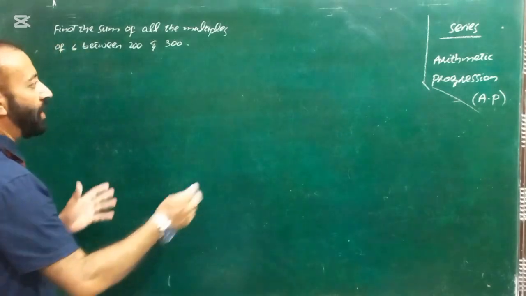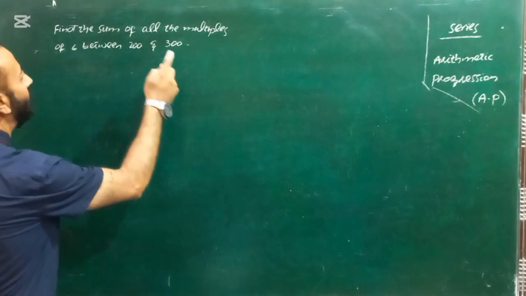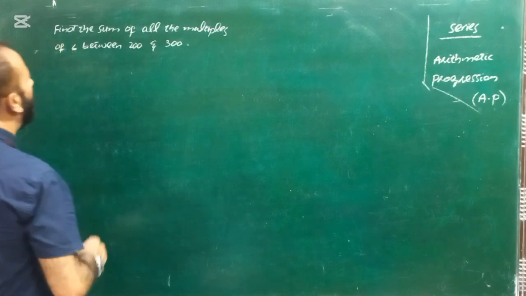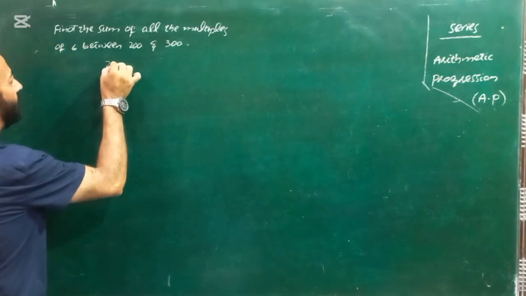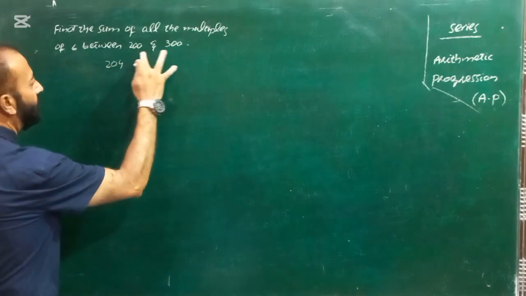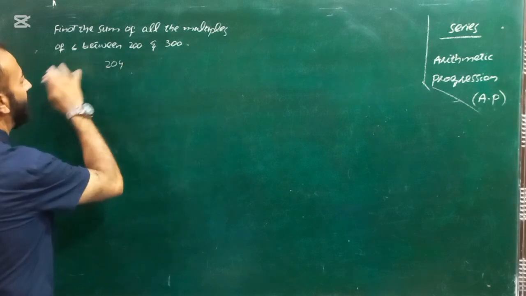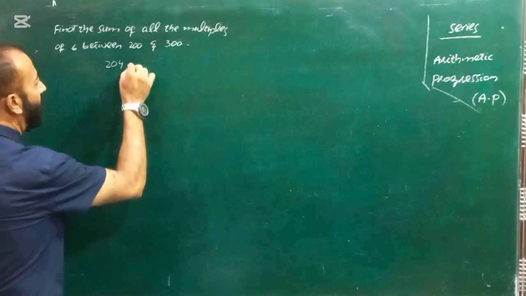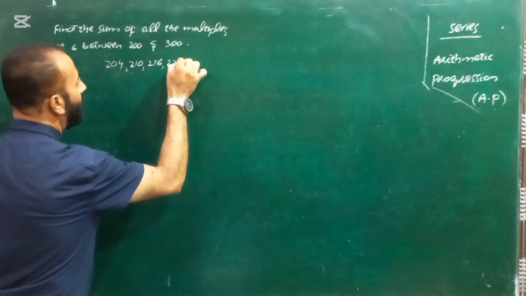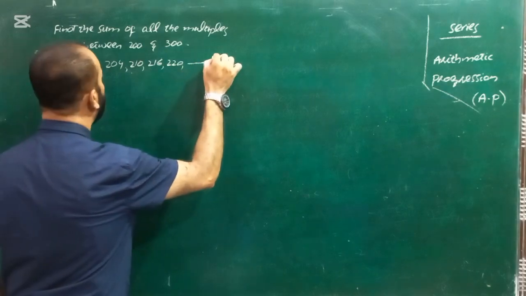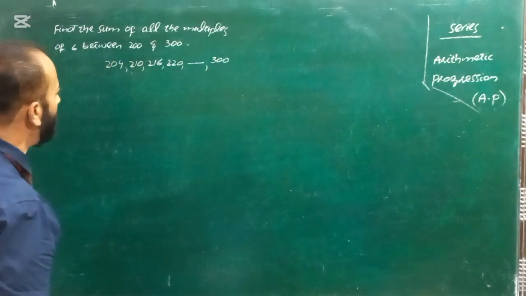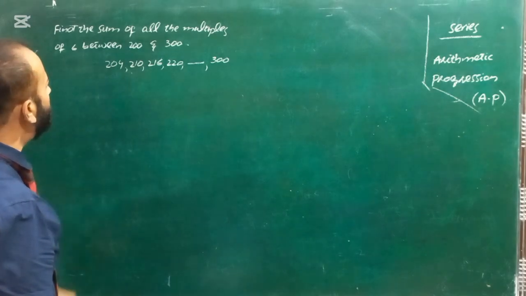Okay, here is another question from the arithmetic progression. Statement is find the sum of all the multiples of 6 between 200 and 300. Okay, the multiples of 6. So that will be 204. This will be the first term between this boundary that is the multiple of 6, and then 6 will be added. So 210, 216, 222, and last term will be 300. So these are the numbers between this boundary which are the multiples of 6. Requirement is find the sum.